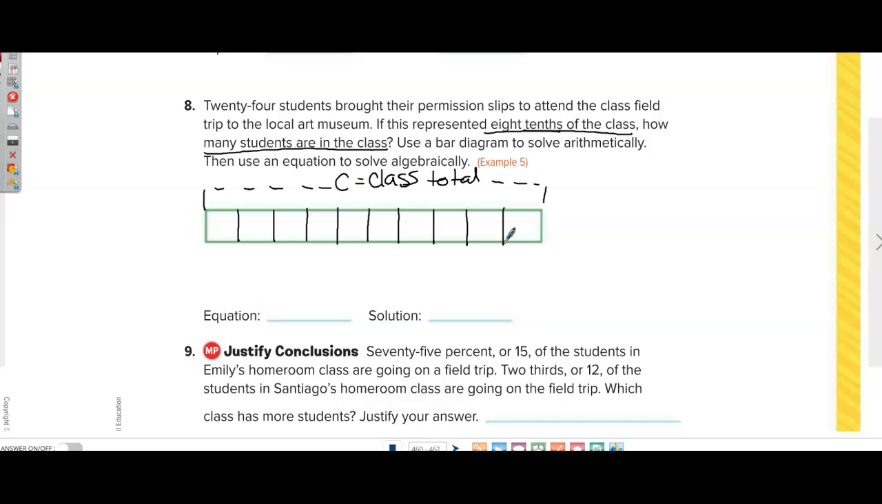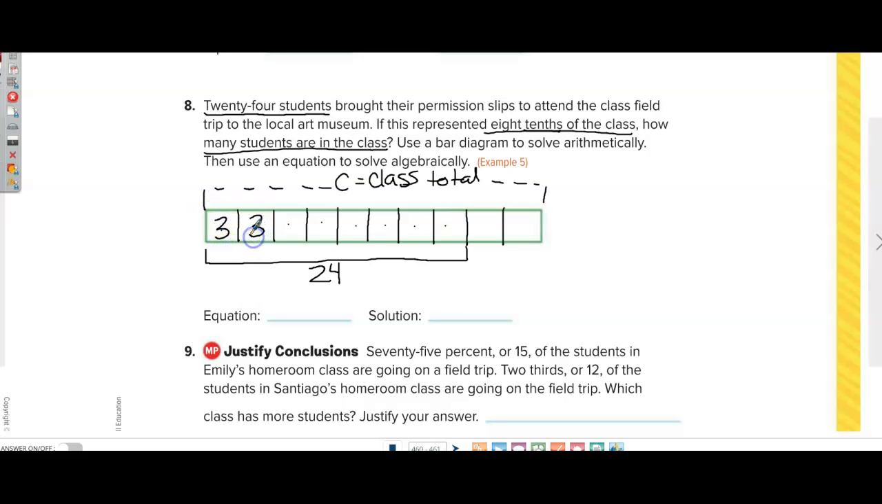Okay, and we know that 8 of these, so this section right here is 24 students because they brought their permission slips to the art museum, and then this is 8/10. So that part is 24. We're still missing the total, so we could figure out what each of these sections is worth by taking 24 and dividing it by the 8 sections that we have. So we take 24 divided by 8, that is 3.